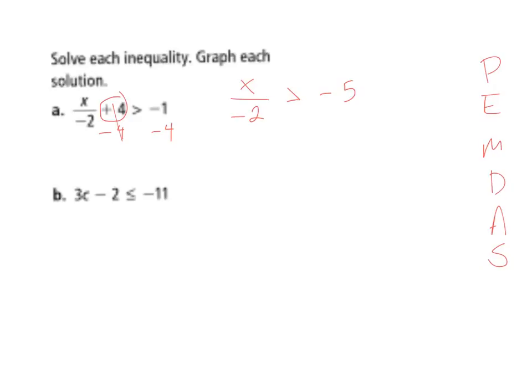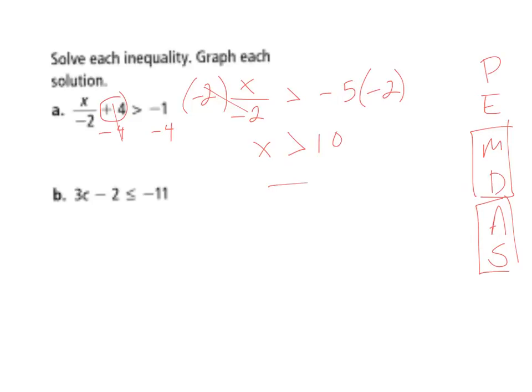Now we're going to do the inverse. So we're done with addition or subtraction. Now we're looking at multiplication or division. And so we've got x divided by negative 2. The inverse of dividing by negative 2 is multiplying by negative 2. So we're going to get x greater than negative 5 times negative 2, positive 10.